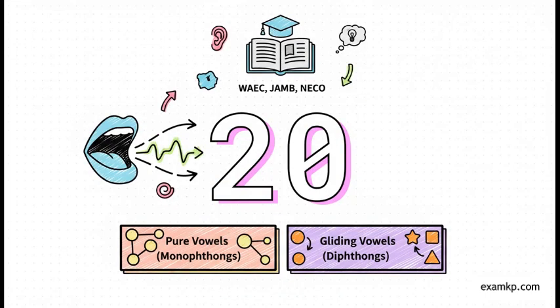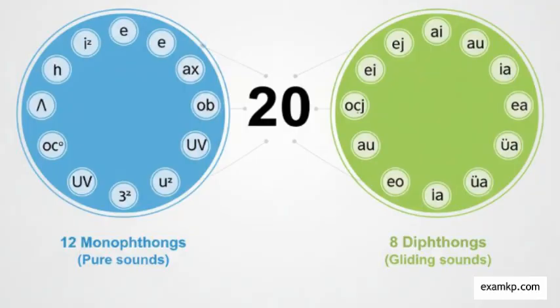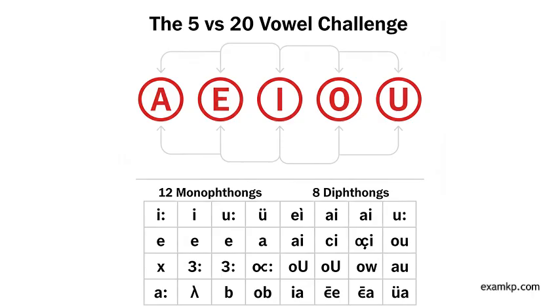Okay, let's start with a big number. In the English language, there are 20 distinct vowel sounds. 20. Yep, that's the number you've got to master for your exams. But here's where things get interesting and maybe a little confusing, because we only have 5 vowel letters to represent all those sounds. A, E, I, O, U. So think about that. 20 sounds, but only 5 letters. You see the problem here?